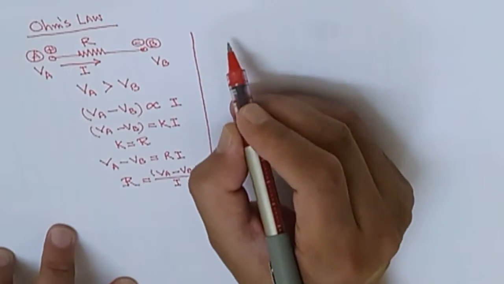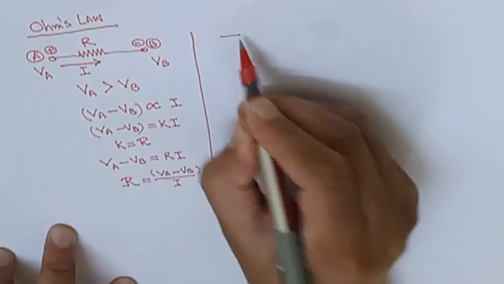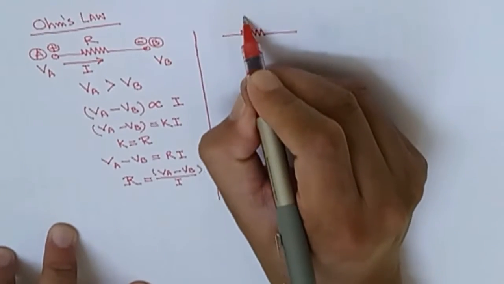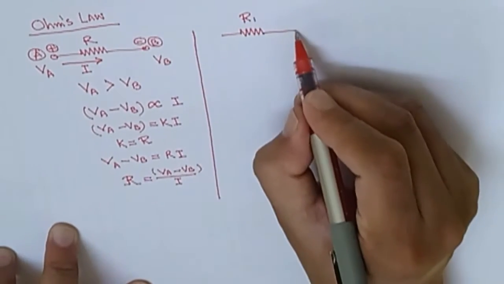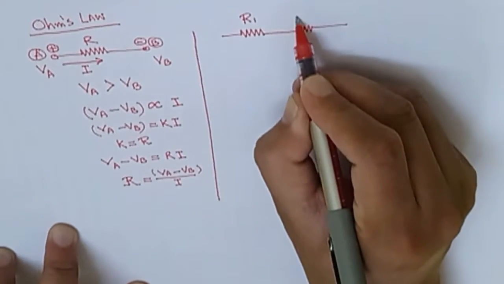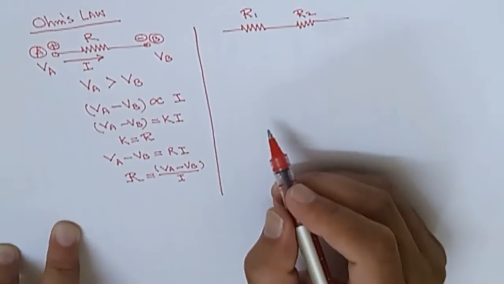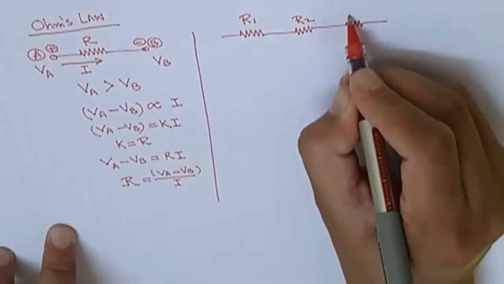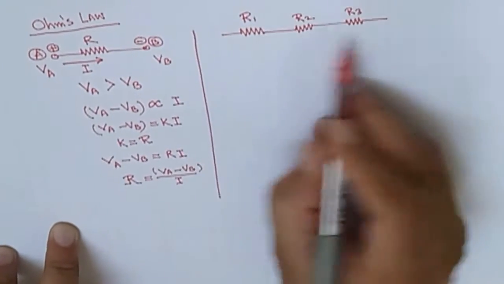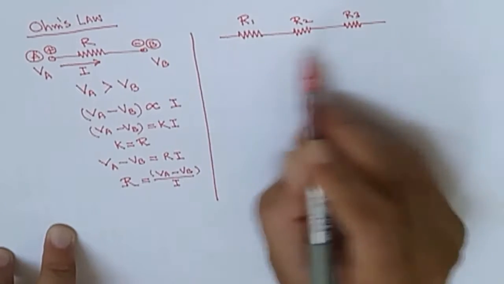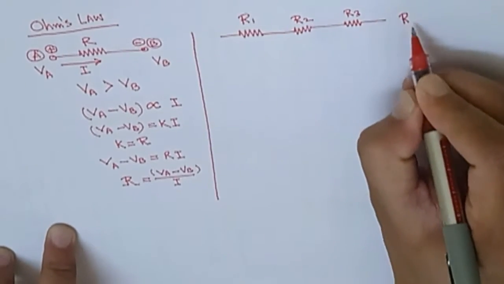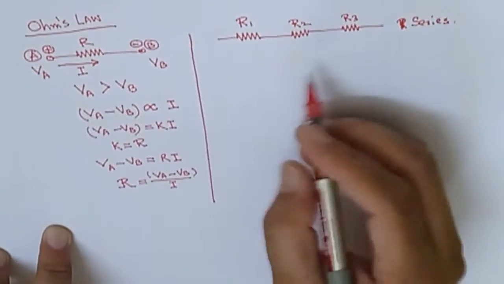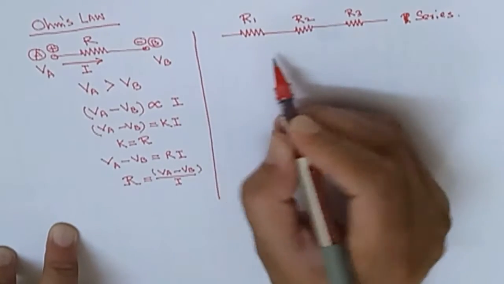Now coming to the resistance point of view. Suppose you have two resistances connected in series. Consider resistance R1 and resistance R2, and maybe another resistance R3. We consider all these three resistances connected in series. We say it's a series connection, and for series we can make an equivalent resistance.